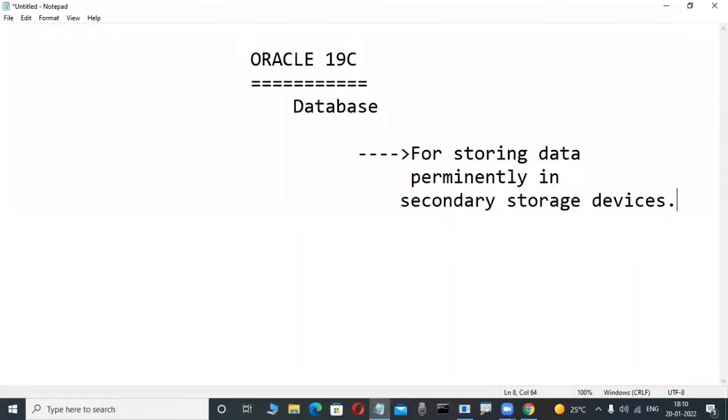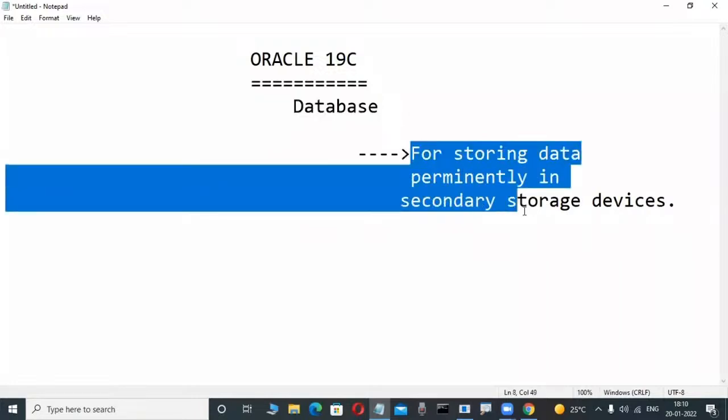years, 100 years, your data is still available and you are using it. That's why Oracle, a product from Oracle Corporation with some version number, is a database product, one of the popular databases. But what is the purpose of that? For storing data permanently in secondary storage devices.